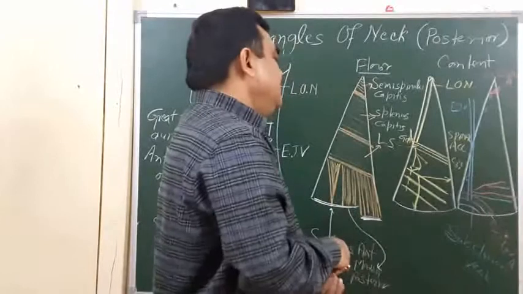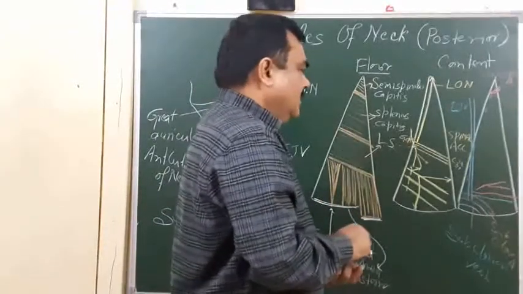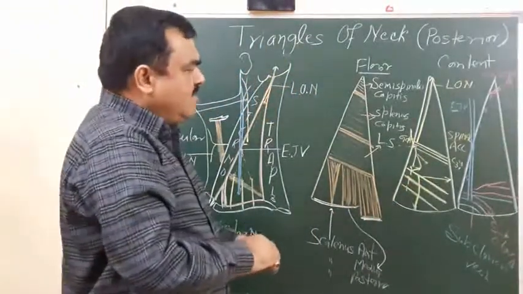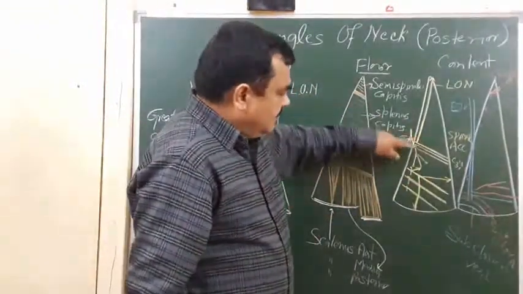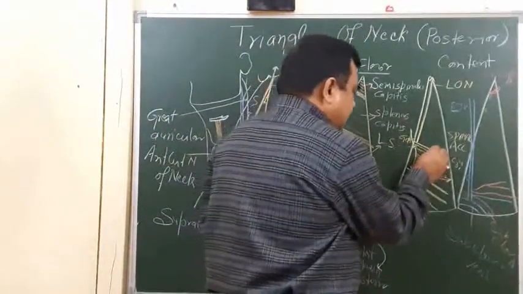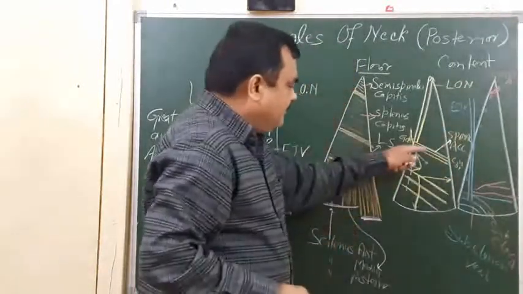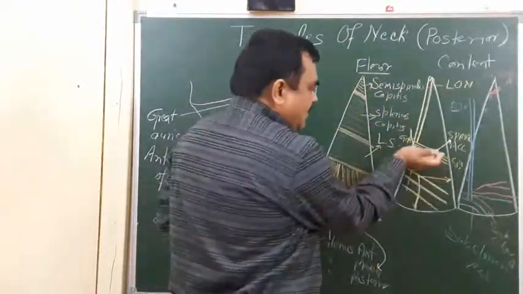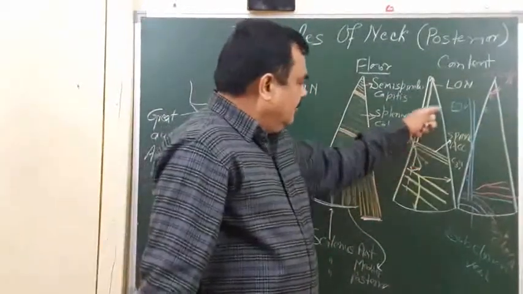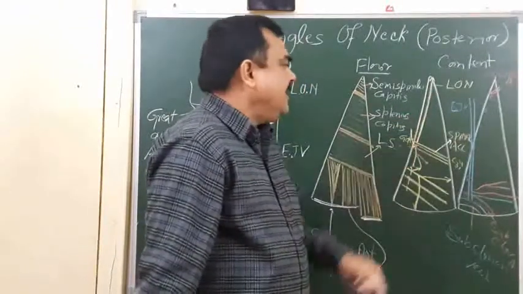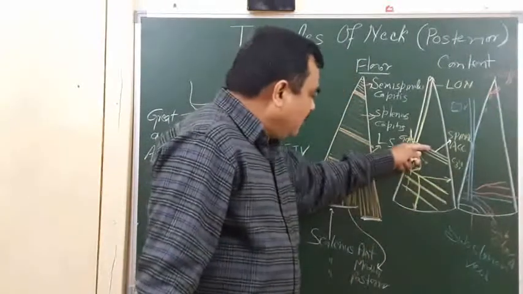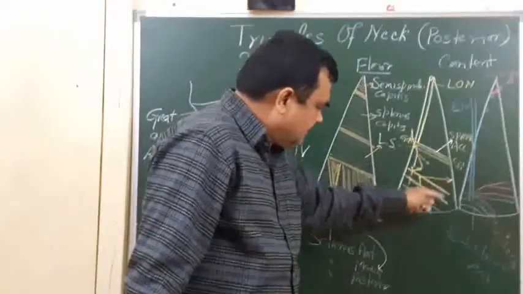So these structures form the content of the posterior triangle. You can see here, this is the spinal accessory nerve. Above the spinal accessory nerve, in this diagram and also in this diagram, there are very few structures. Only this is present here, and here some lymph nodes, and this artery. And below this, there are several structures here and here.